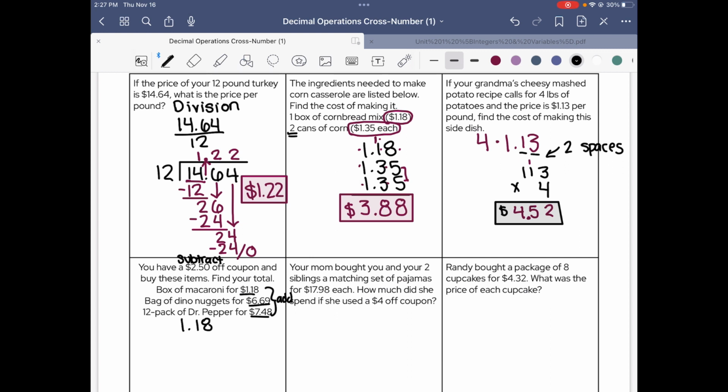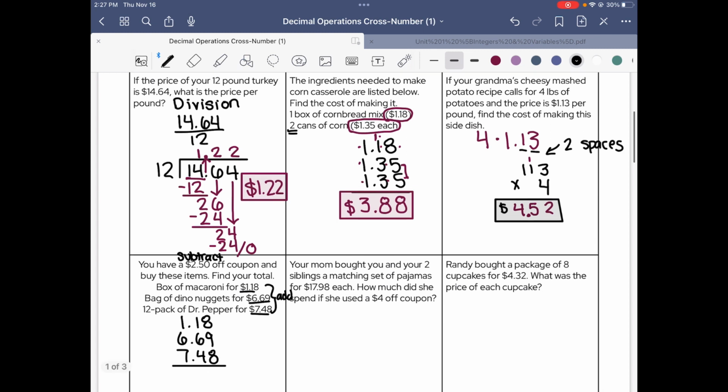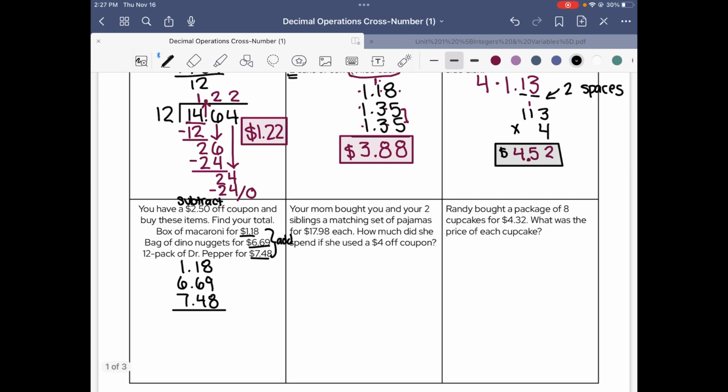So $1.18, $6.69, $7.48. Keeping all of your decimals lined up. And then you're going to add 1 column at a time, starting with the right side. So 8 plus 9 is 17. And 17 plus 8 is 25. And I carry the 2 over. 2 plus 1 is 3. Plus 6 is 9. Plus 4 is 13.